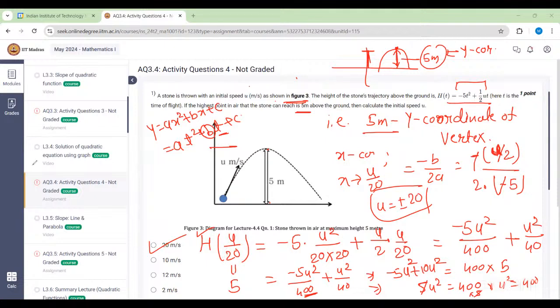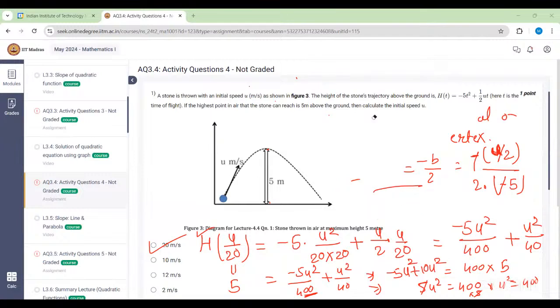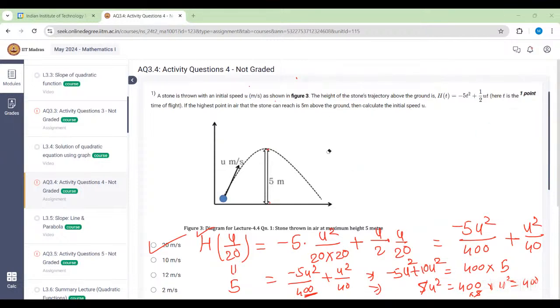Ma'am, can I repeat this? Just go one by one. Ma'am, u by 2 upon 2 into minus 5, how does it become u by 20? 5 into 10, or 5 into 2 equal to 10? Yeah, but u by 2 is there, right? So if you take that into the denominator, you will get u by 20. The 2 comes into the denominator and we multiply.